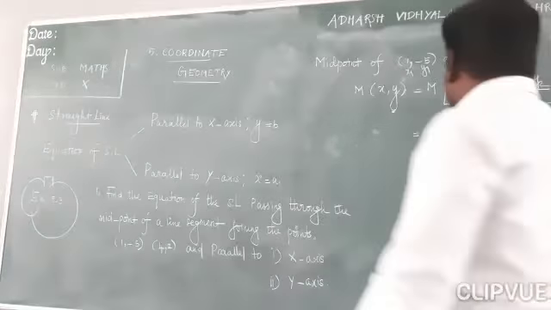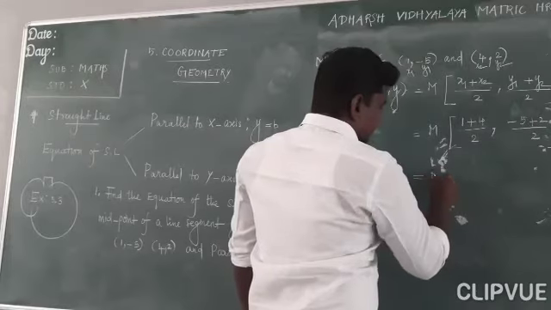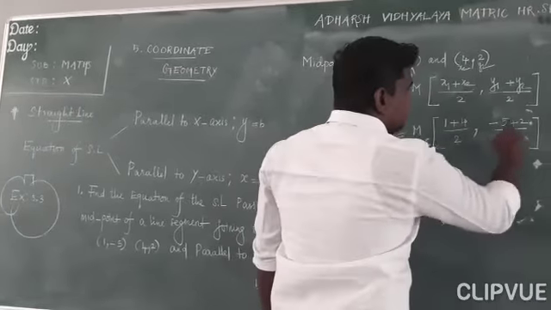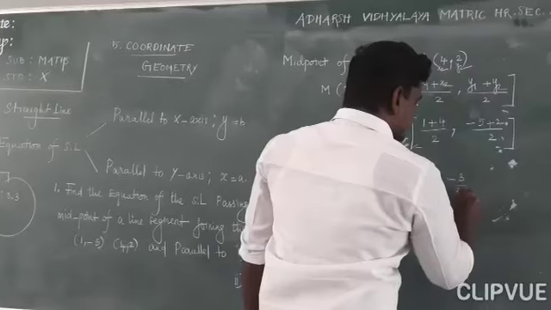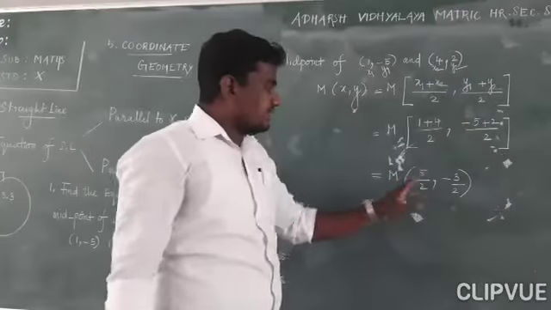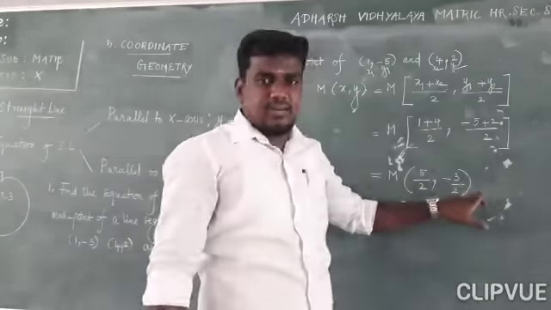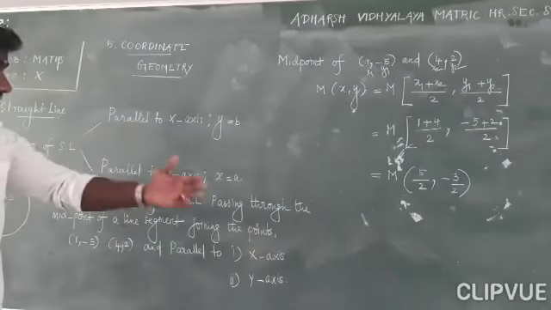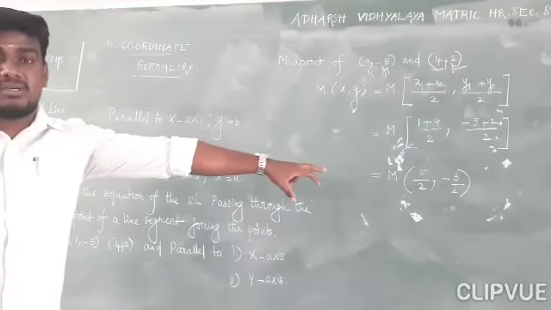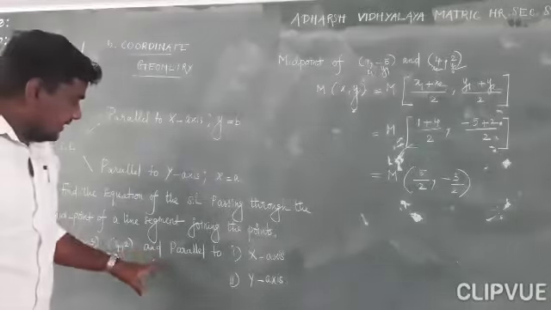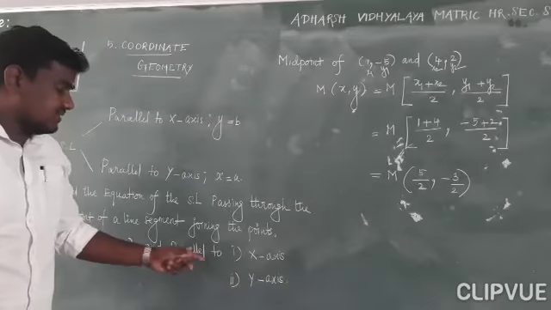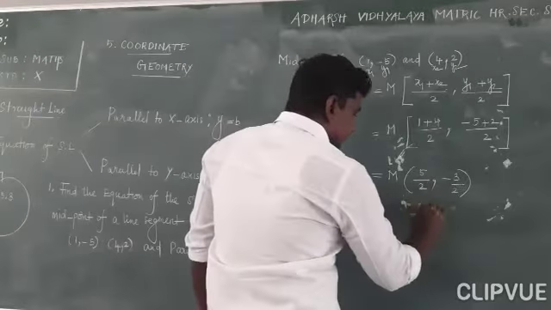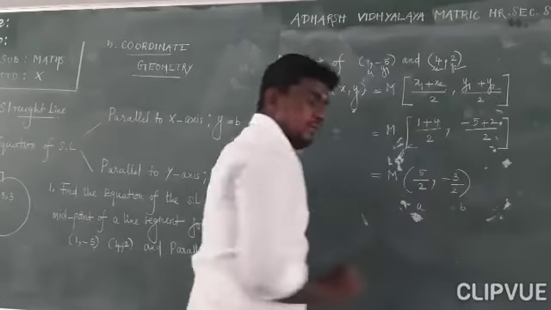So the point is 1 plus 4, 5 by 2, and minus 5 plus 2 gives minus 3 by 2. The point is 5 by 2 comma minus 3 by 2. So the question is the straight line which is passing through this midpoint of the line segment, and we find the equation of the straight line which is parallel to the x-axis and the y-axis. Let us take this as a and this as b.